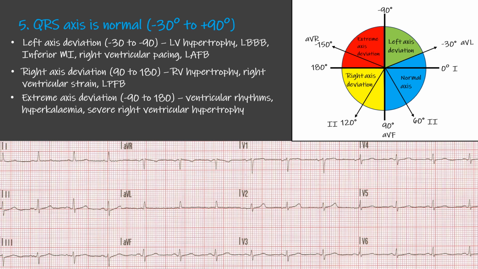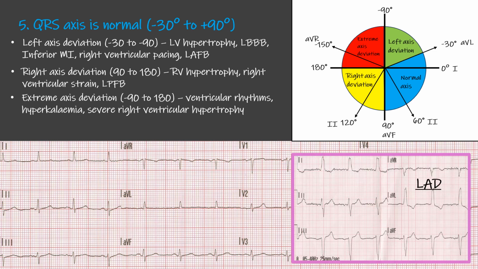Now on this example ECG, we can see that lead 1 is positive and AVF is positive. So this patient has a normal axis. Now here are a few examples. So this is an example of a left axis deviation in a patient with left bundle branch block. We can tell this is LAD due to the positive lead 1 and the negative AVF and negative lead 2.